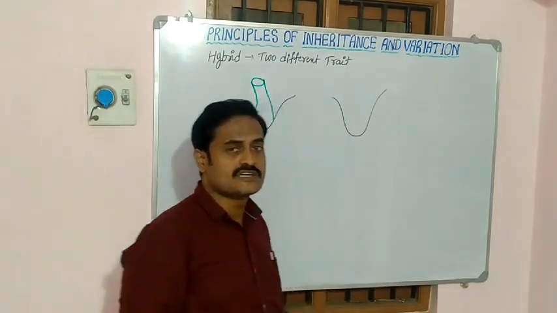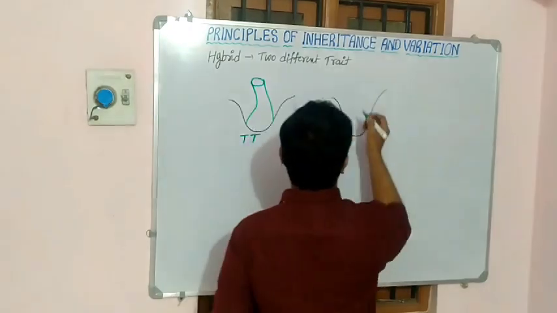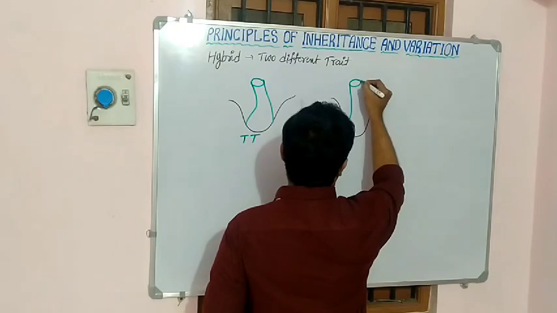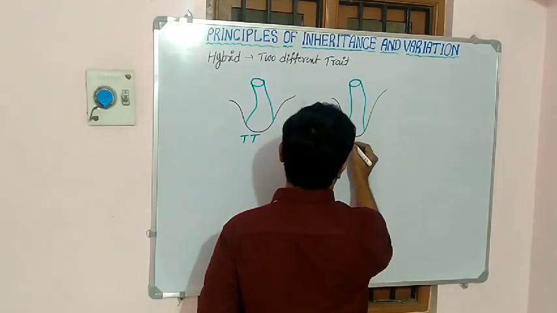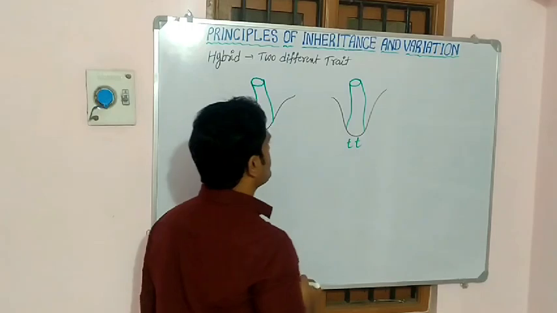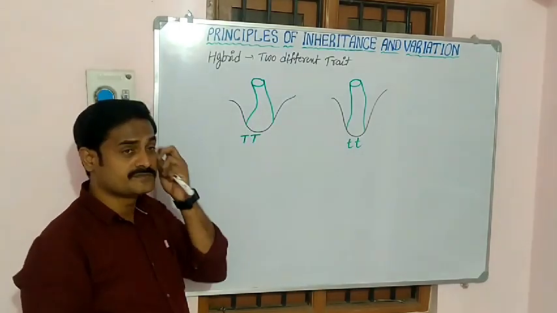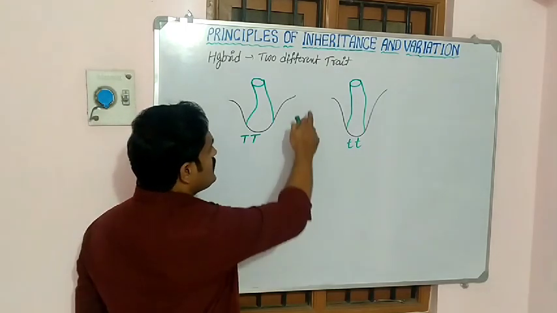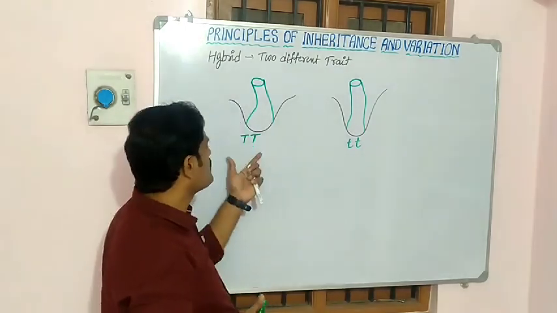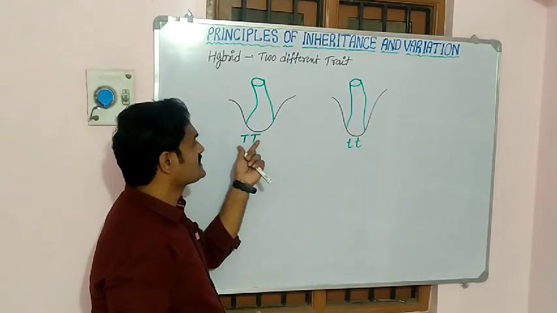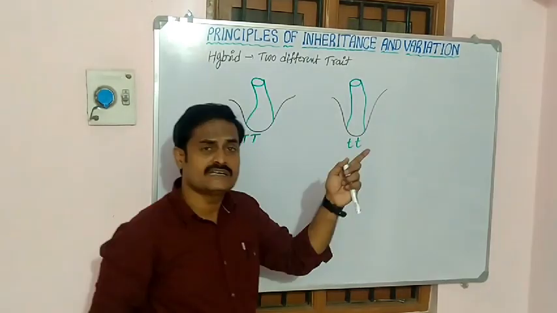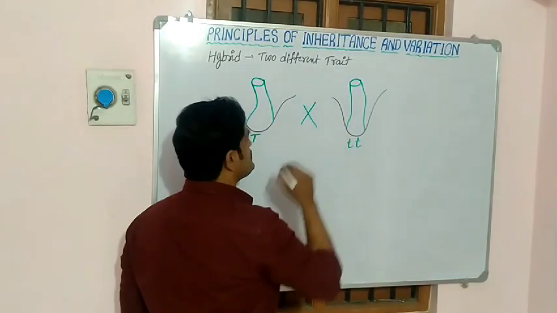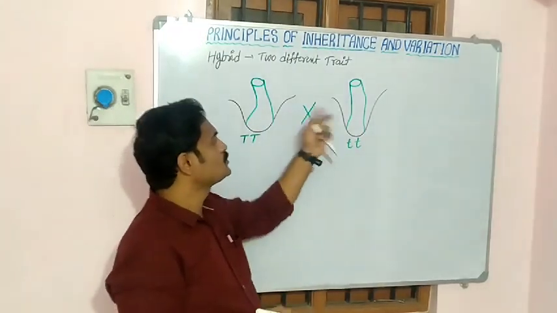Mendel chose one different plant, which is a homozygous dwarf. See, this is called homozygous dwarf. Suppose these are the flowers. So for crossing, Mendel chose one homozygous tall plant and one homozygous dwarf plant, and Mendel conducted the cross between these two plants. Cross means between the two flowers.